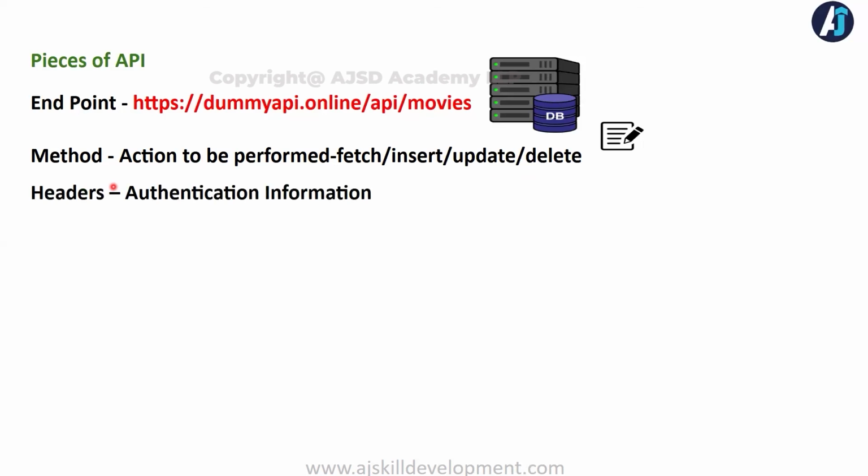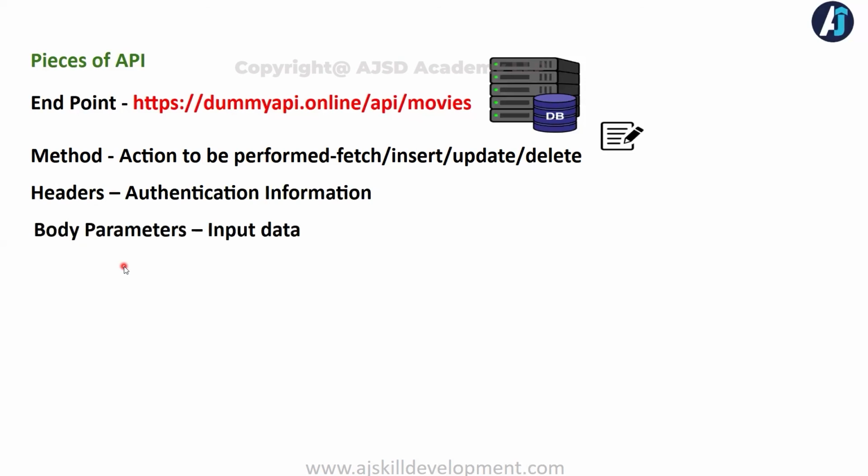And next is headers. In the previous slide, we have learned two types of authentication. One is open, one is secured, right? If it is a secured endpoint, then you have to pass the username or password or keys as an authentication mechanism, right? So that is passed through headers. Headers means small packets of data which will be passed through the internet, which will consist of the authentication information. And then body parameters.